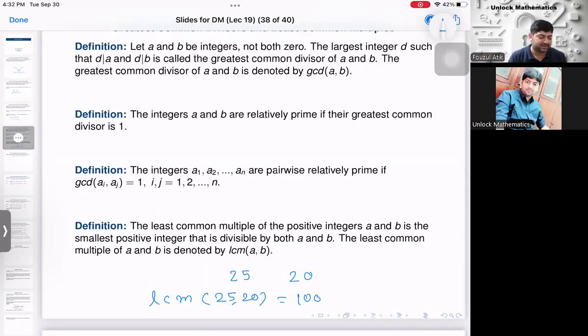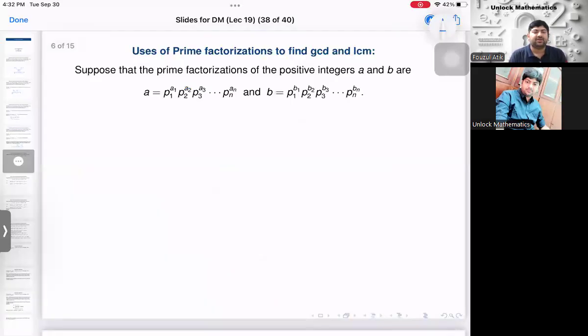So let us learn how to do that. Now, we all know what prime factorization is. The fundamental theorem of arithmetic says that any integer greater than 2 is either a prime or can be written as a product of primes. So we have the prime factorization of any integer greater than 2.